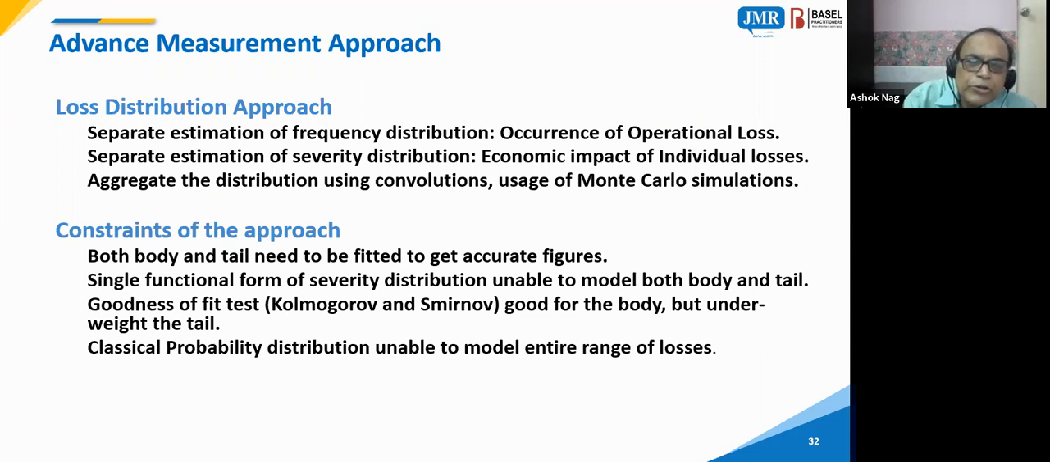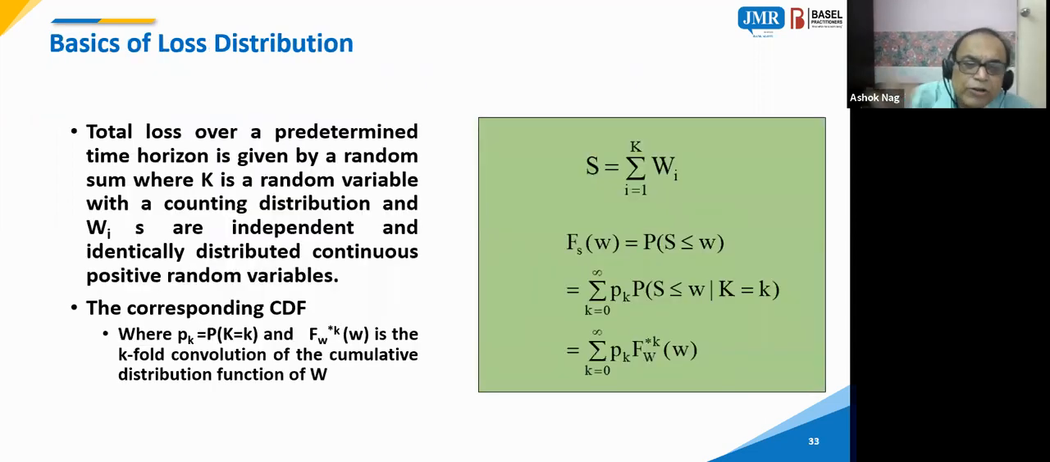So now your loss distribution approach. You take the loss data and try to figure out how to make a distribution of the loss data. Basically, there are two things in the loss distribution you must understand: one is called frequency of losses and the other is severity of losses. And these two are to be treated separately.